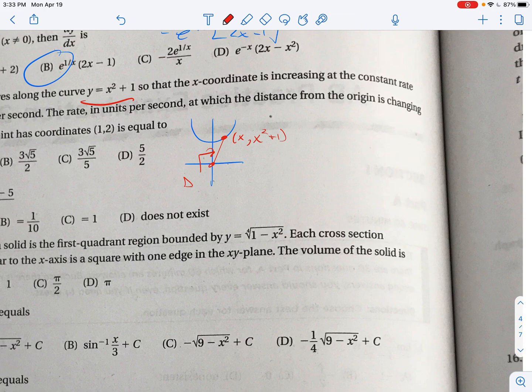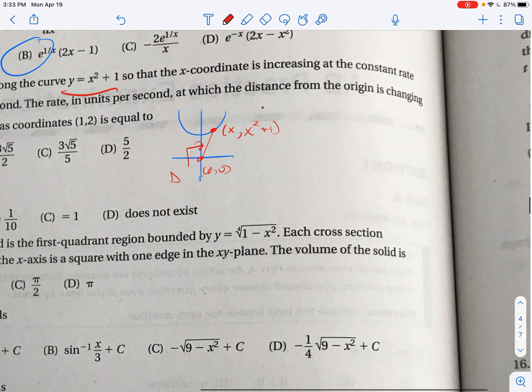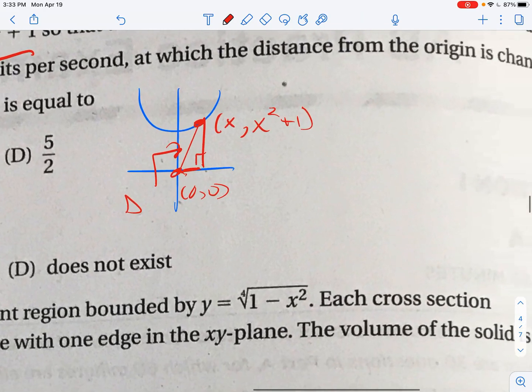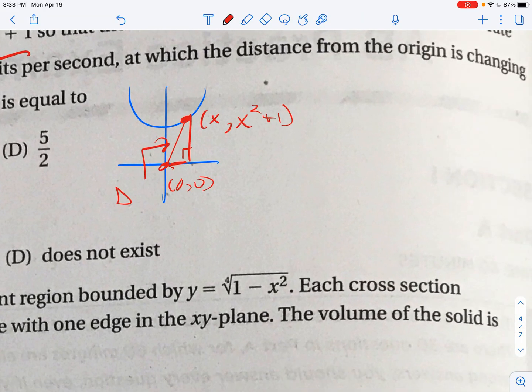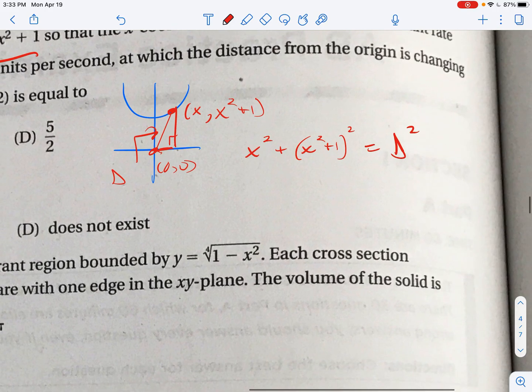So this is a related rates problem, actually. So what do I know? I know that this is 0, 0. Right? You can think of this as the Pythagorean theorem. That's actually easier than the distance formula. So x squared plus 1 squared equals d squared, just by the Pythagorean theorem.